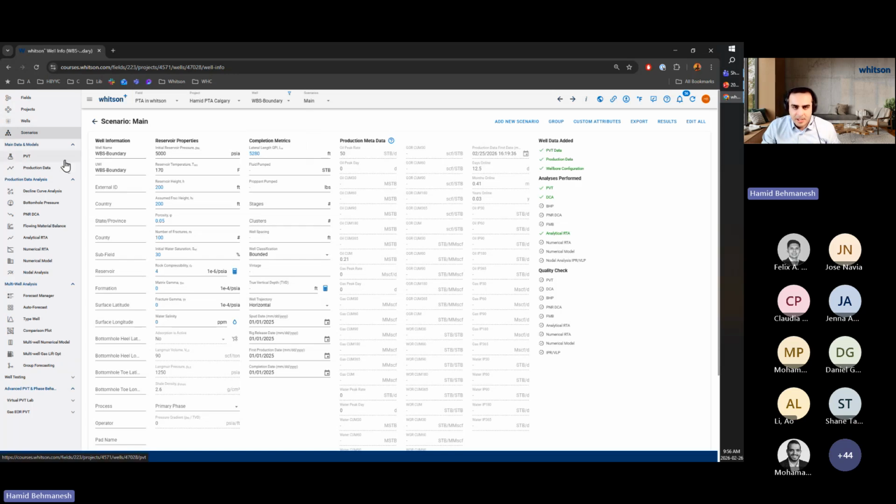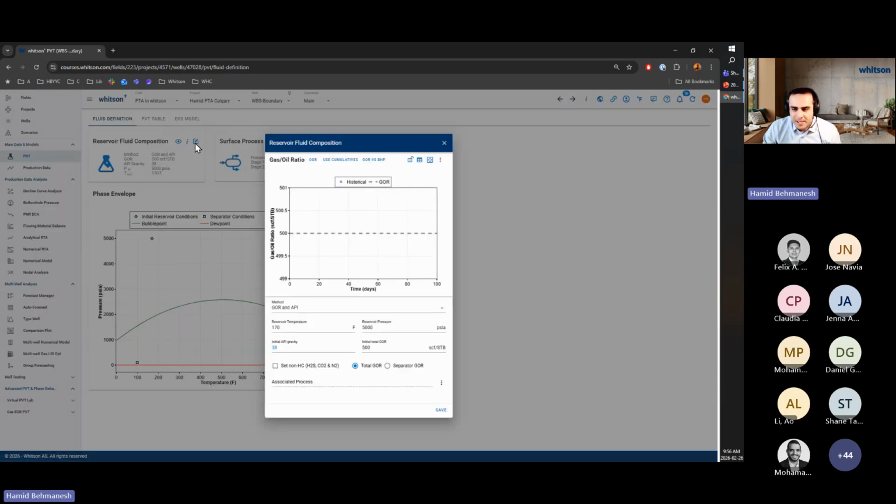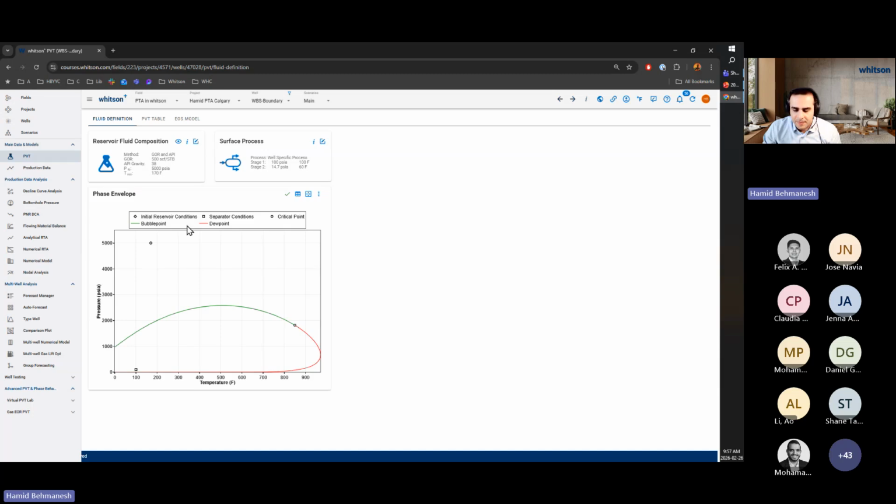So in the PVT section, we definitely need PVT to perform any PTA analysis. We need to edit the reservoir properties, leave all the parameters as is, and click on save. And once you do that, you end up with a phase envelope. And that's all we need to do here.